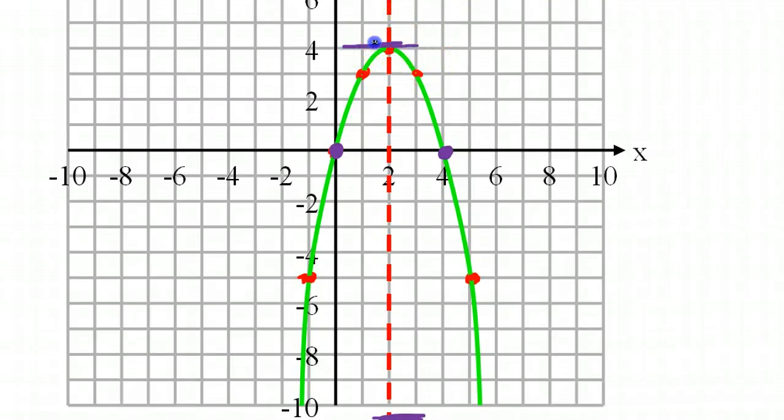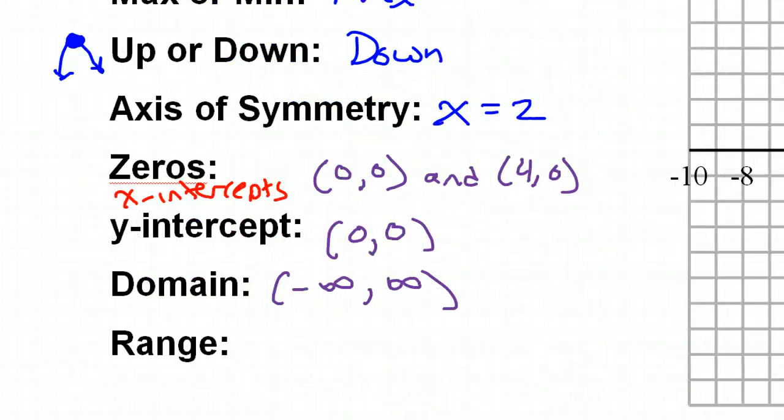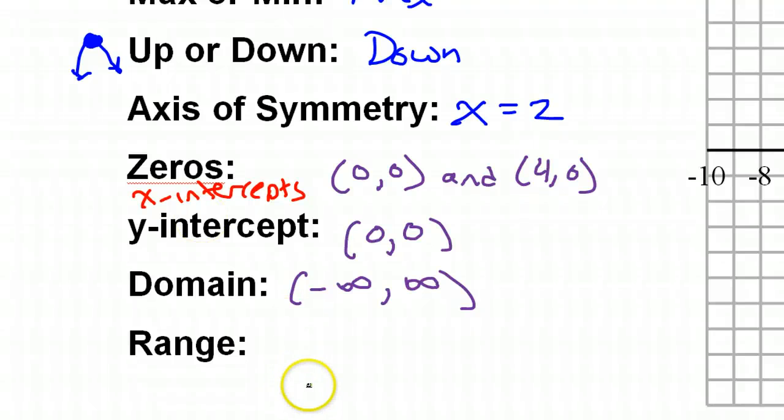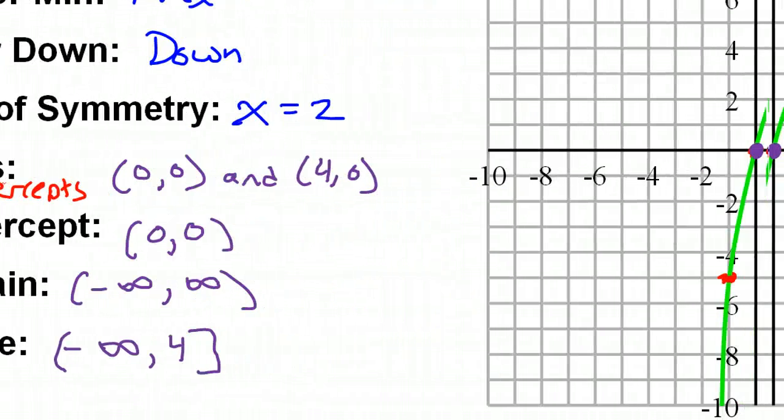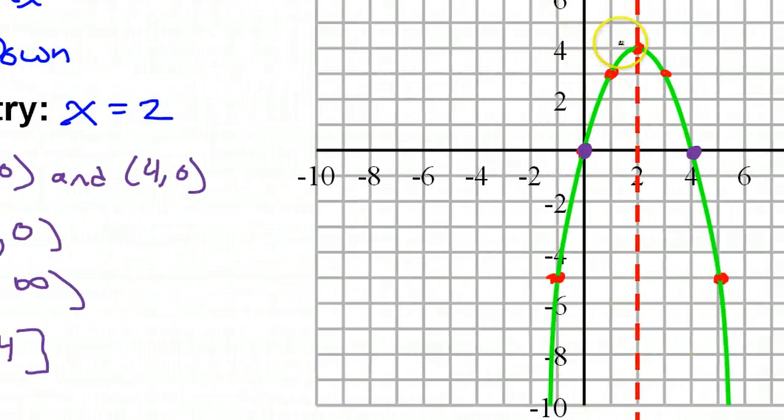Infinities always get the round parentheses, but this 4 should get a square bracket. All right, that bracket means that 4 is included on the parabola. All right, the parabola touches 4. You can see the 4 when you look at the vertex, 2 comma 4. It's right there. That point is included on the parabola. Okay, so that is it. All right, that is all for problem number 17.